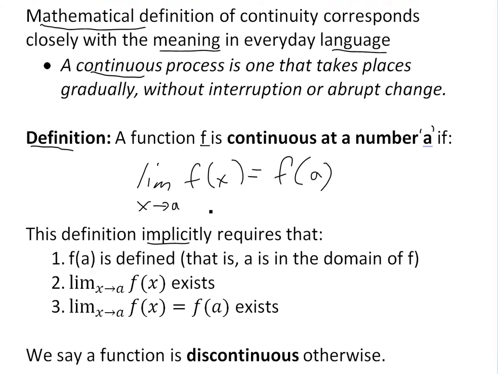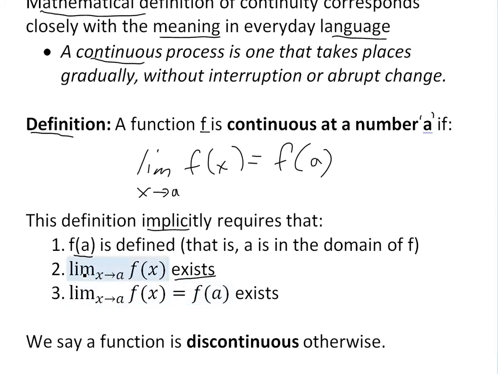First, f of a has to be defined. That is, a is in the domain of f. So when you plug in whatever the a is, you're going to have a value. Second, the limit as x approaches a of f of x exists. See the video links below, I have a couple of videos on whether a limit exists or not. And third, it follows that the limit has to be equal to f of a. So f of a has to be defined, the limit has to exist, and they have to be equal to each other. That's just a way of writing it here.